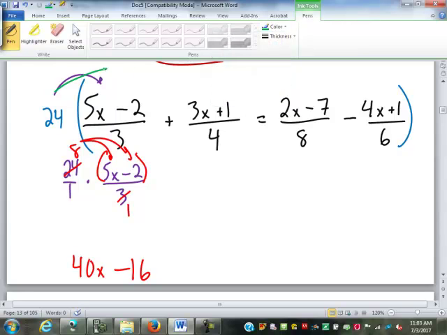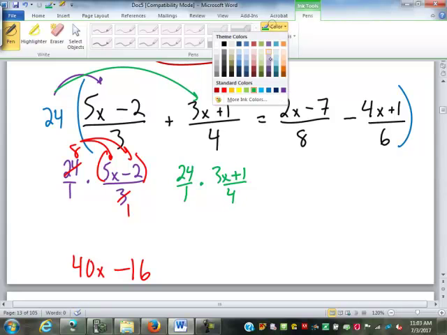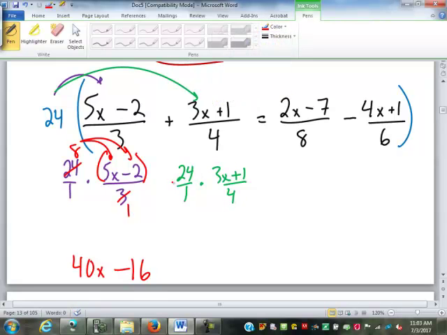Now we do the 24 times the 3x plus 1 over 4. So 24 over 1 times 3x plus 1 over 4. Cross cancel the 24 and the 4, gives me 1 and 6. 6 times 3x is positive 18x, and 6 times 1 is 6. So we got our equal sign.